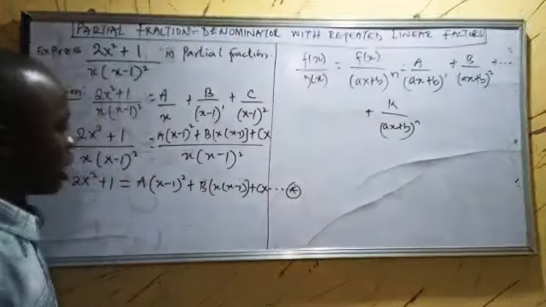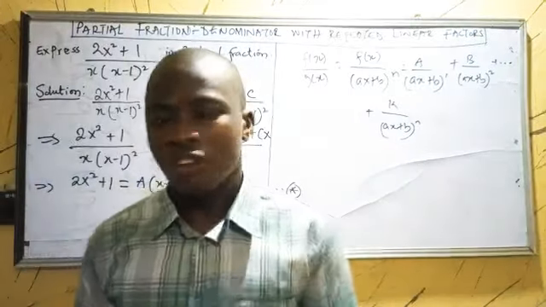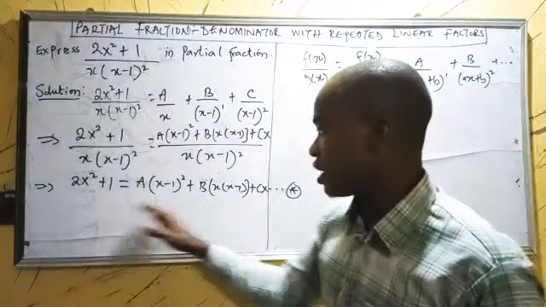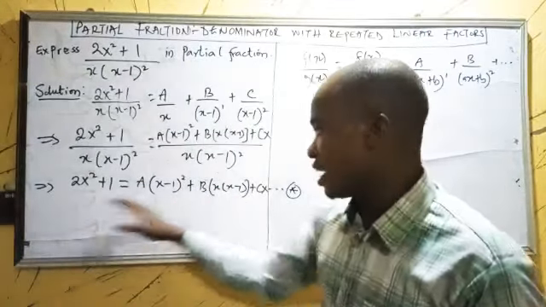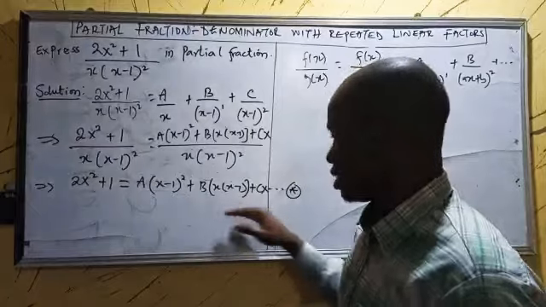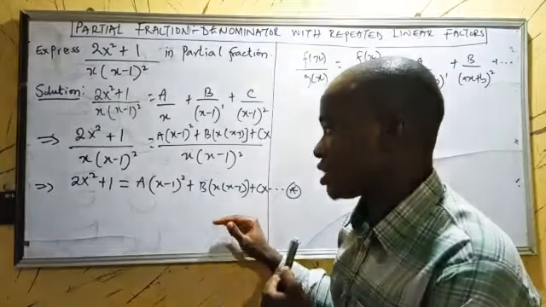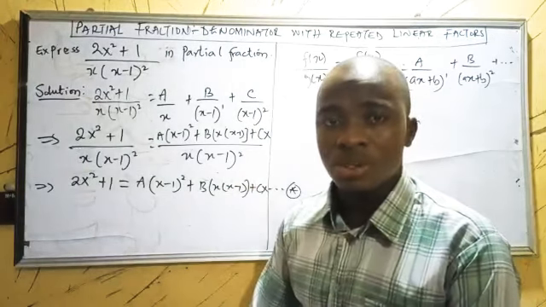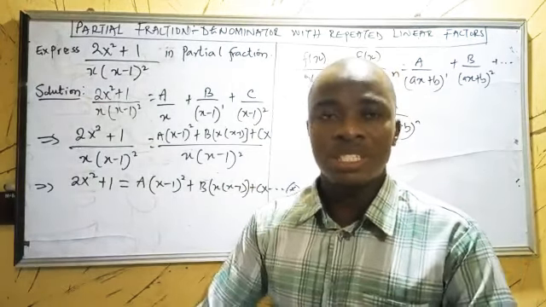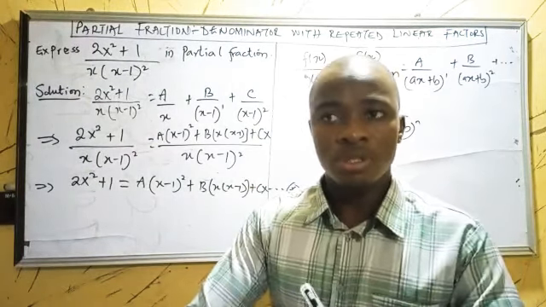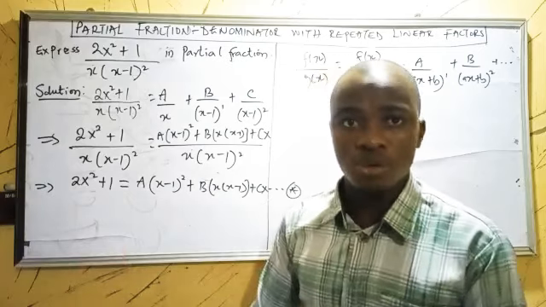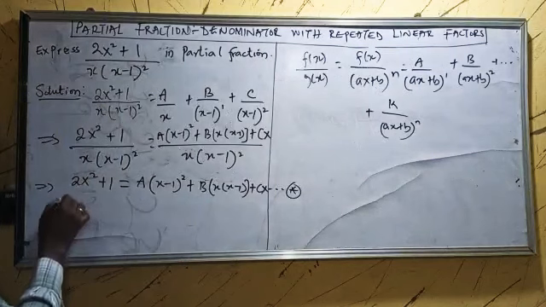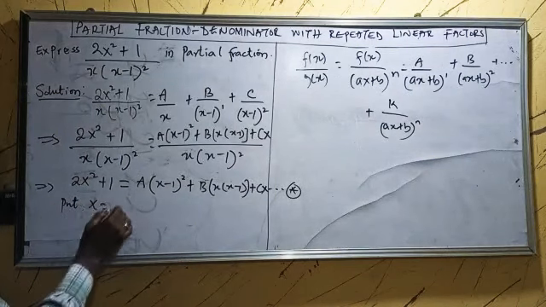So how do we use the cover up rule? You put any value of x that, when you put it in this equation star, will make some of the terms 0, so that you are left with terms that have one of the constants, then you solve. So let's say I put x equals 1.